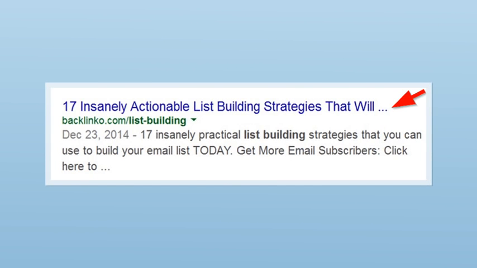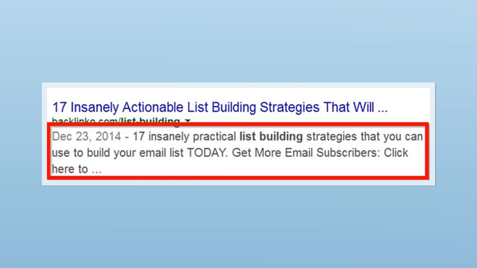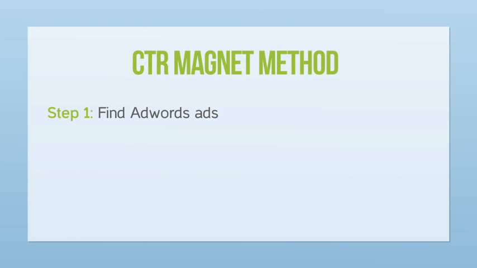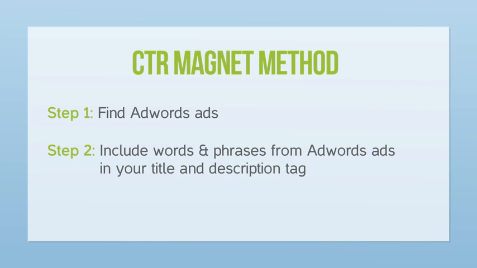As you can see, my title tag was cut off and my description tag made absolutely no sense. And as you might expect, my click-through rate was pretty terrible. Well, here's the exact 3-step process that I used to turn things around. Step 1, find AdWords ads. Step 2, include words and phrases from AdWords ads in your title and description tag. Step 3, get more clicks. Let's break down each step in detail.